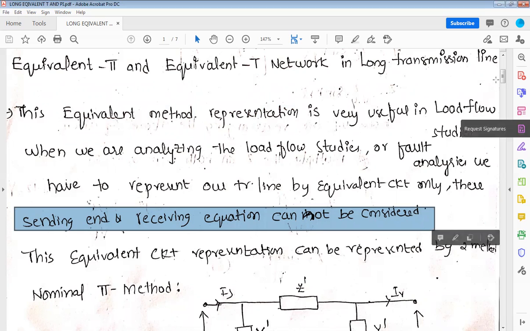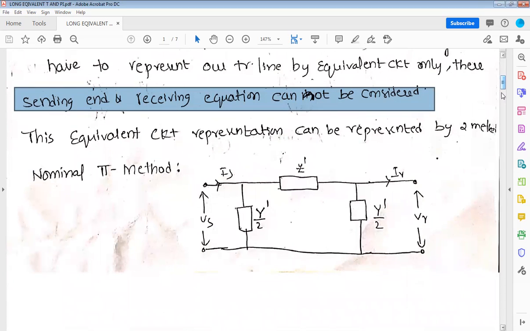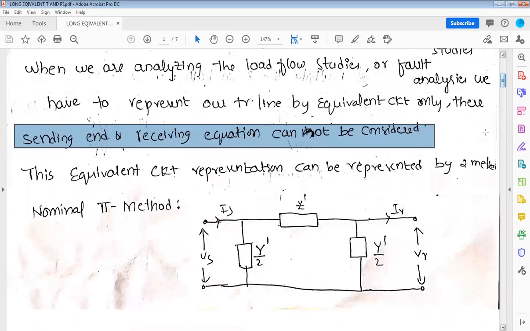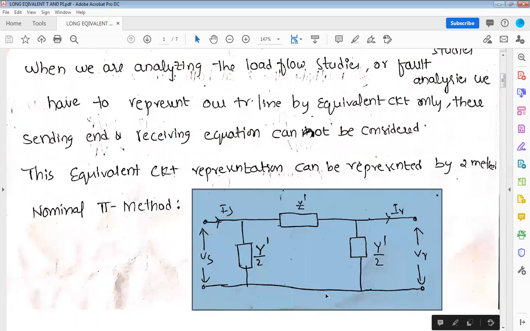So this equivalent circuit representation can be represented in two ways: one is the nominal pi method and the other is the nominal T method. You have already gone through this type of circuit in the medium transmission line, where the admittance is divided into two, Y by 2, one at the sending end voltage and one at the receiving end voltage, right? The sending end current is represented as Is and the receiving end current as Ir.